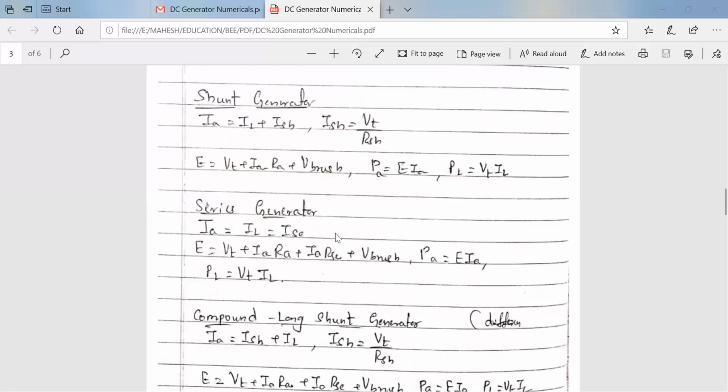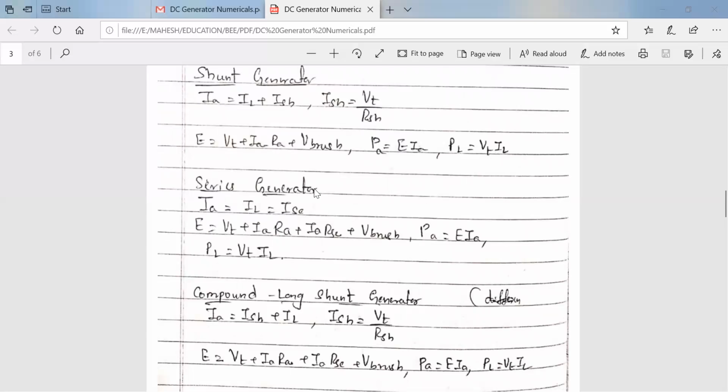These two will remain the same for other types also, that is the series generator and even for the compound generators. In a series generator, as the winding is connected in series, the armature current is also equal to the line current, the load current, and also equal to the series current. And the EMF is given by Vt plus Ia into Ra. We also have to consider the voltage drop across the series winding, that is plus Ia into Rc, and Vb. And Pa will remain the same, E into Ia, and PL, that is Vt into IL.